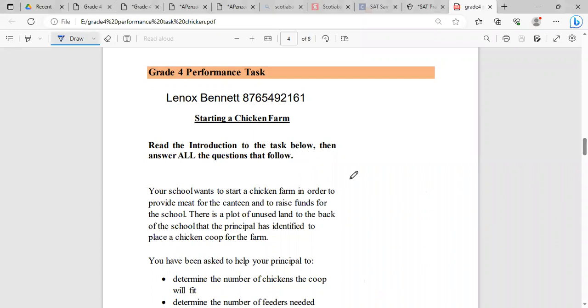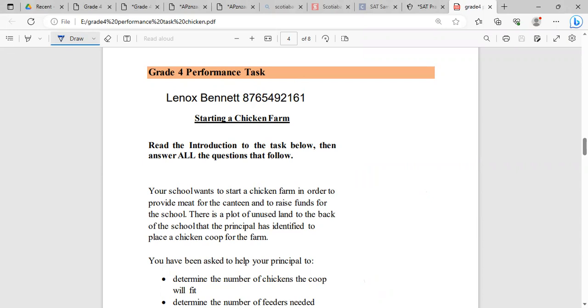As we look at another grade 4 performance task, here is my number 5492161. I think I've done this one at some point, but I think I need to go over it. All right, so it's a reading instruction task. Read the task below, then answer all the questions that follow.